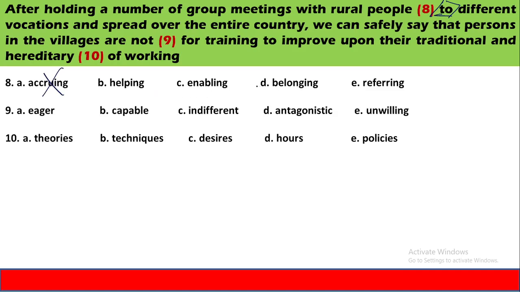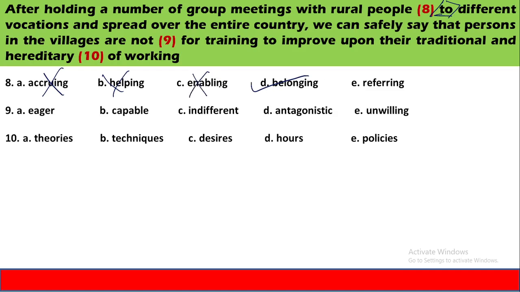The single word that strikes my mind is belonging. With rural people, belonging to different vocations. Vocations means the type of job that you are doing, and spread over the entire country. Enabling to different, it is again an irrelevant word. It is not going there.